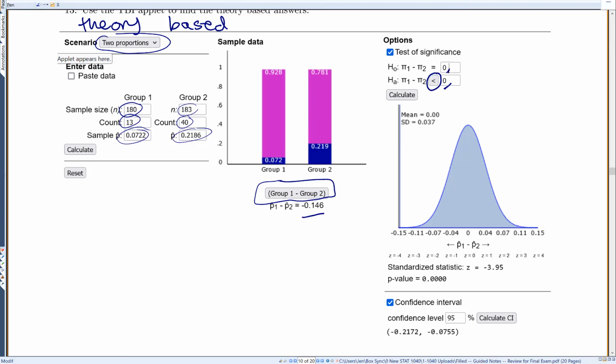We compared them to 0. We put in our test statistic right here of our negative 0.1464. And then we're looking for all the area over to the left. And our standardized statistic, negative 3.95. Here's our p-value. It rounded it at 0. And if you wanted, you could do a confidence interval. So there's your confidence interval.